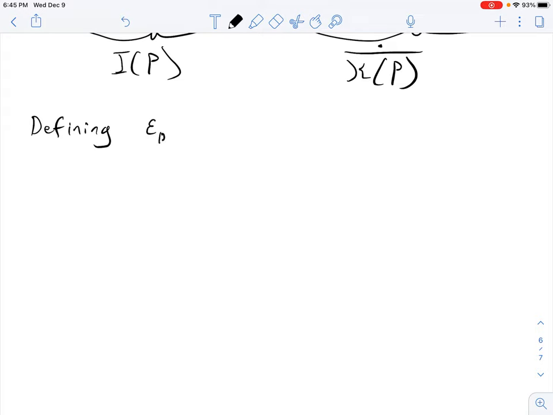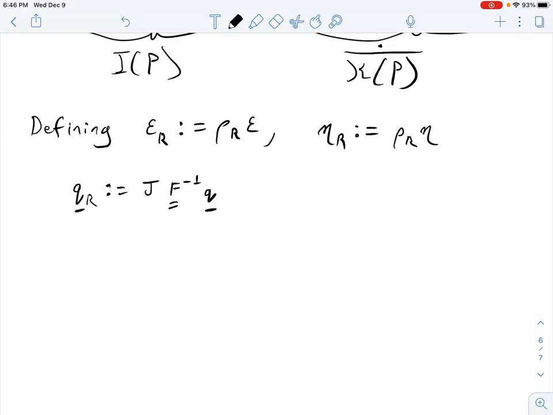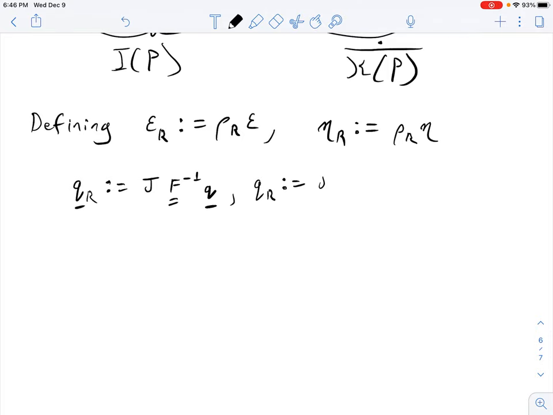So we'll say epsilon_R, it's the internal energy density. It's not specific because it is rho_R e, and eta_R as rho_R eta. And then q_R as J F inverse q, Q_R the volumetric source as J Q, and finally the reference configuration dissipation gamma_R as J gamma.